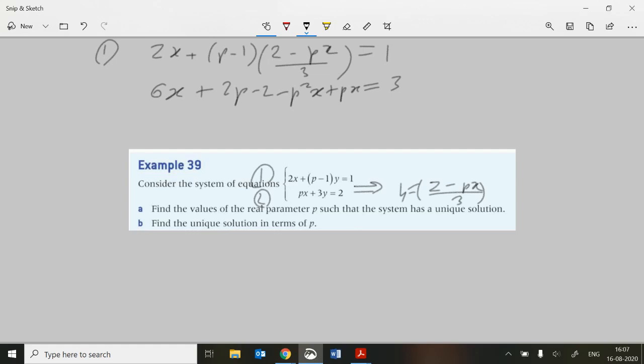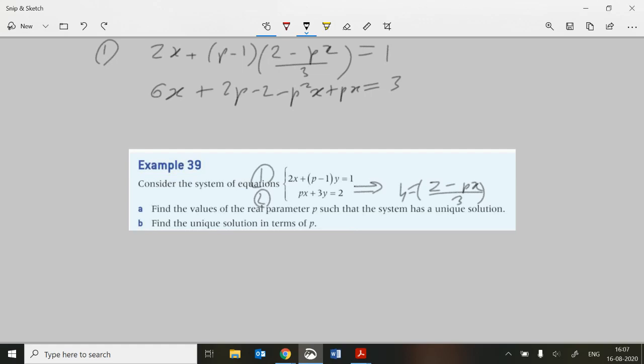Okay, now we can hopefully take this a little bit further. So again, we're trying to find the unique solution in terms of p. I can see that's where we're heading for. And at the moment, I can't quite see how to do this. I'm just going to take the algebra a little bit further. So let's try and solve for x here.